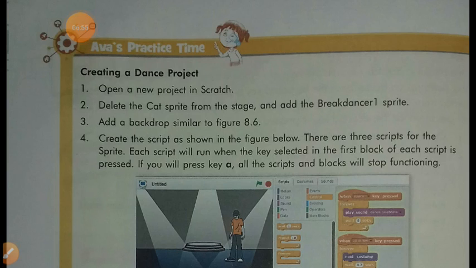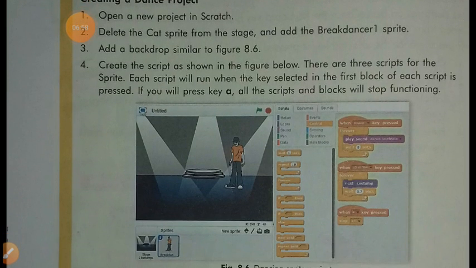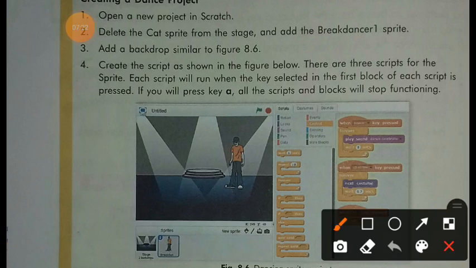and then create the script as shown in the figure below. There are 3 scripts for the sprite. Each script will run when the key selected in the first block of each script is pressed. If you press key A, all the scripts and blocks will stop functioning. So students, this is your script area. You can see here, this is the programming done for this sprite. Okay, this is your sprite.